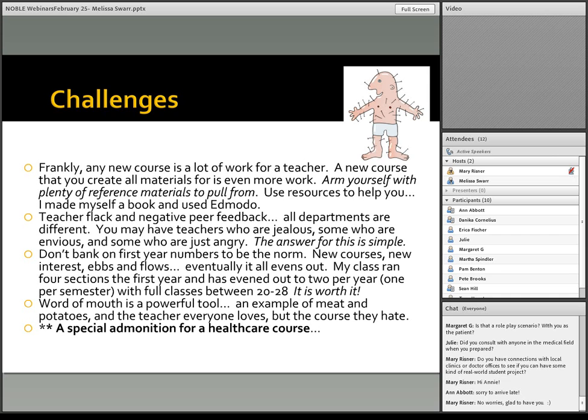The last portion of the slide here talks about the admonition for healthcare course. I already spoke to the liability portion, and again, I just want to reiterate that I'm not teaching skills or things that students would learn if they were attending medical school or nursing school. I'm teaching communication with patients. So that takes me out of the liability portion.